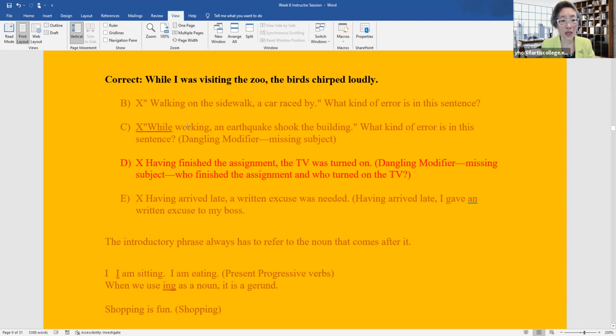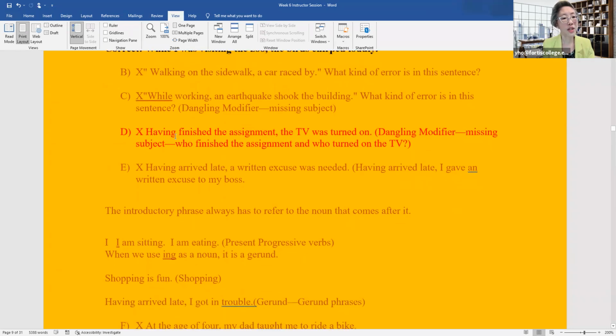While I was working, an earthquake shook the building. So this is a dangling modifier. While working, an earthquake shook the building. So the earthquake grew hands and then shook the building? So obviously not.